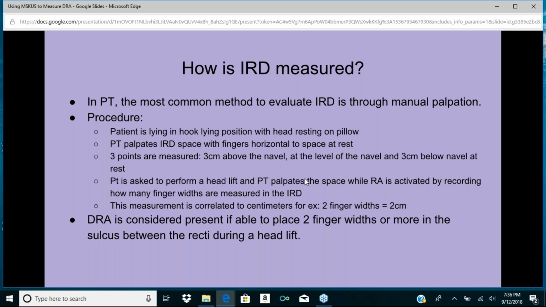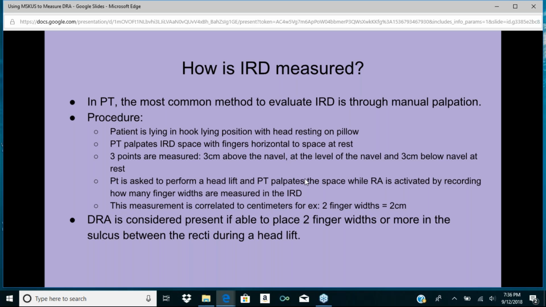One point is 3 centimeters above the navel, at the level of the navel, and 3 centimeters below the navel, at a resting position. And then the patient is asked to perform a head lift, and the physical therapist palpates that space while the rectus abdominis is activated, recording how many finger widths are measured in that interrecti distance. Basically, the measurement is correlated to centimeters. For example, if you feel 2 finger widths in that space, it'd be considered about a 2 centimeter gap.